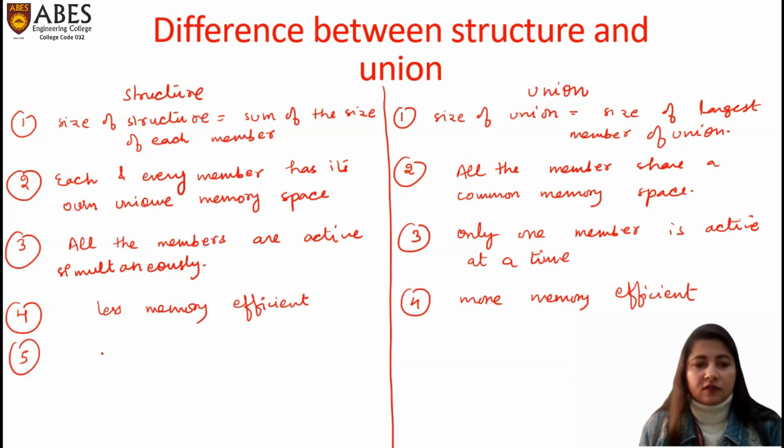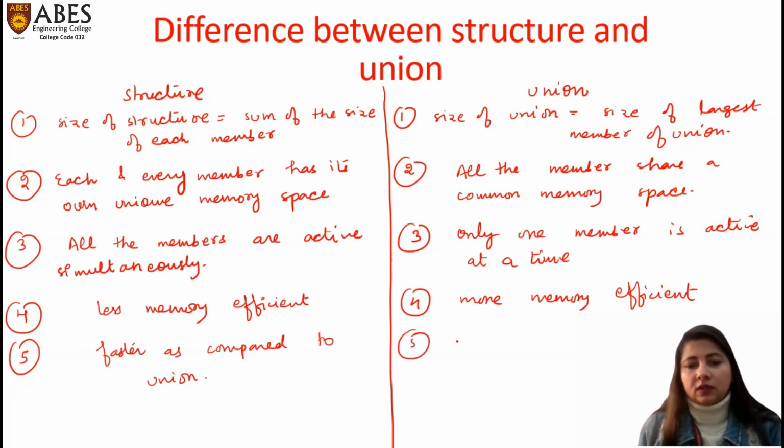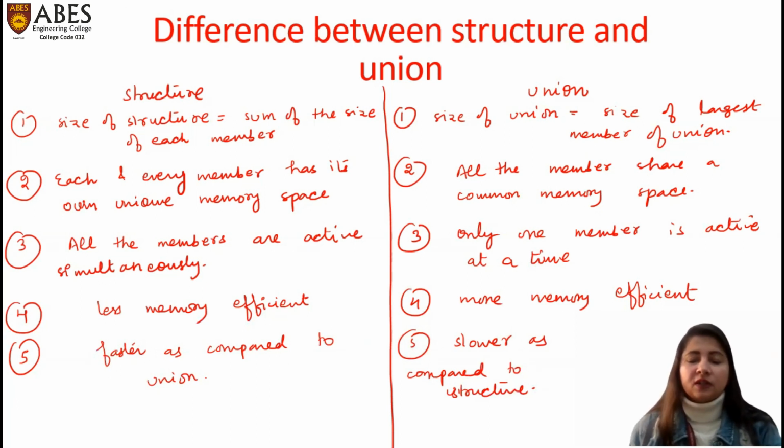And the fifth difference is that structure is considered to be much faster as compared to union. The reason is that all the members are active simultaneously, so we can access the members at the same time. Whereas in case of union, it is slower as compared to structure. So these are the major differences between the working of structure and union.